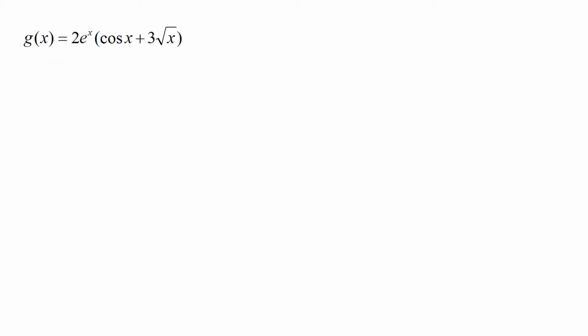So we have g of x is equal to 2e to the x times (cosine of x plus 3 root x), and this is a product. So we will need to use product rule to evaluate it. Let's real quick rewrite that 3 root x. So we have 2e to the x times (cosine of x plus 3x to the 1/2). And now we'll use our product rule.